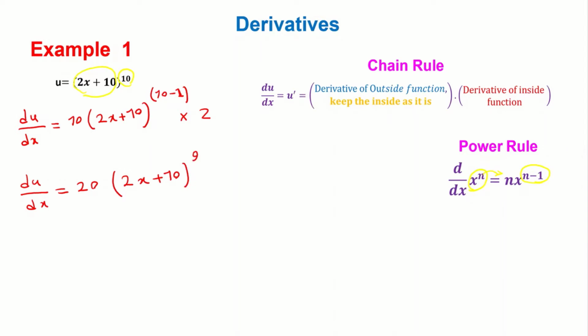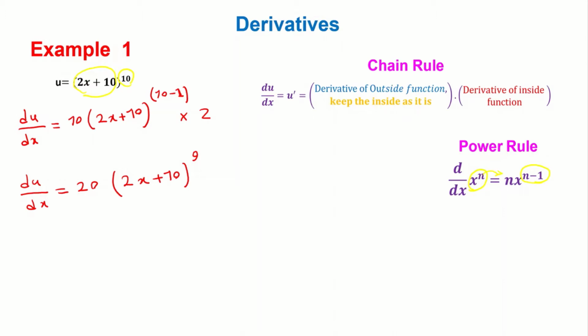So let's have a quick review of what we did here. We have an inside function of 2x plus 10, and this function is in power of 10. Based on the chain rule, we take the derivative of the outside function and keep the inside function as it is, and then multiply it with the derivative of the inside function, as you can see in this example.